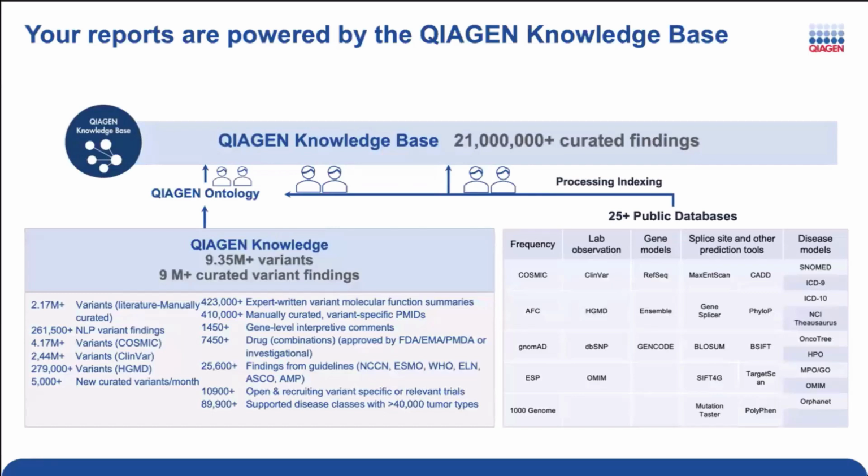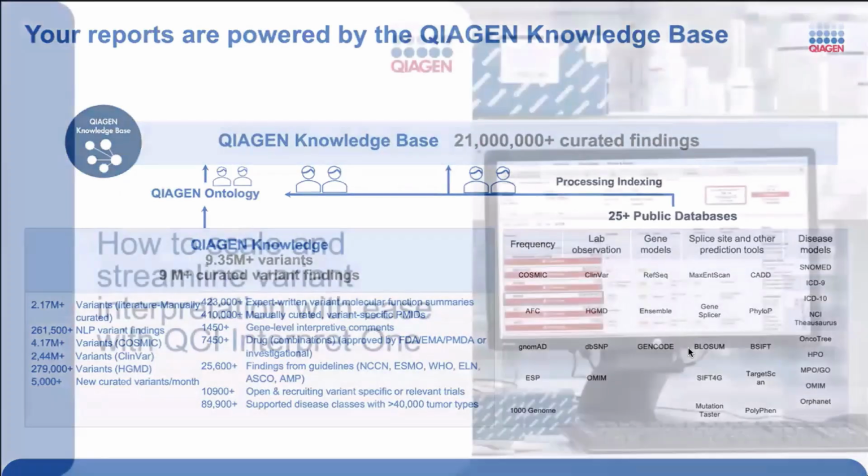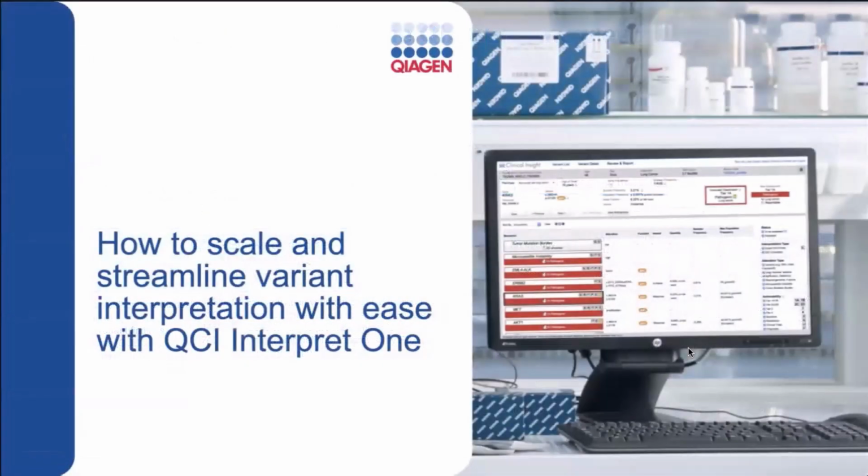The knowledge base includes comprehensive information from drug labels such as the FDA and EMA, and clinical practice guidelines such as NCCN and ESMO. The knowledge base also incorporates data from over 25 different public databases such as COSMIC, gnomAD, among many others. In the next few slides, I'll show you how QCI Interpret 1 can enable you to confidently interpret variants in your NGS workflow and deliver reports in just 3 easy steps.